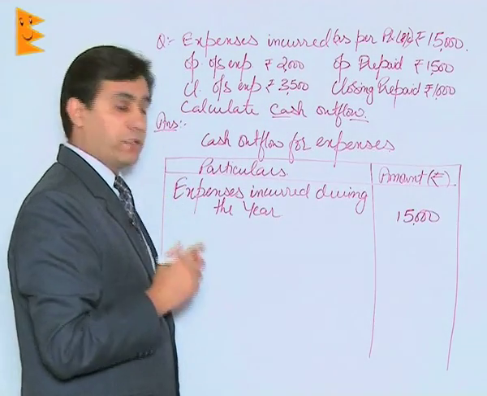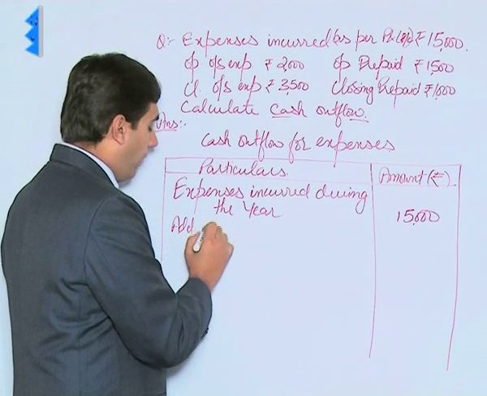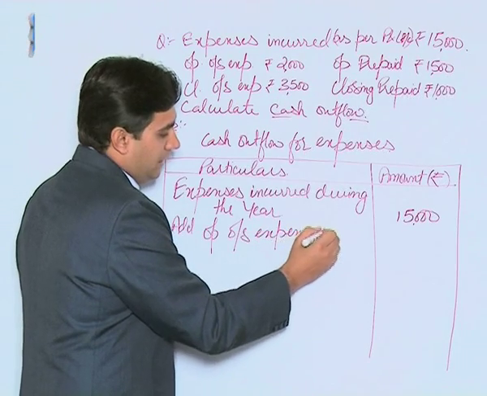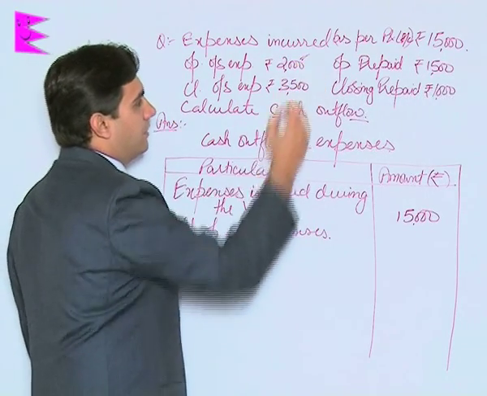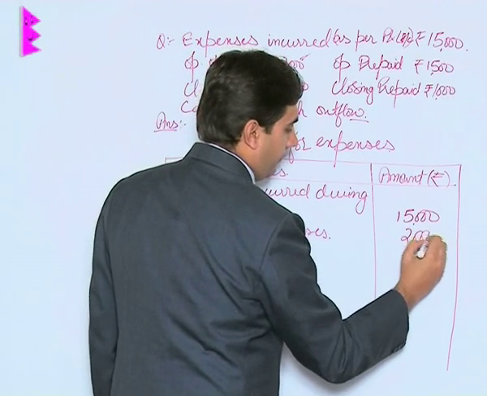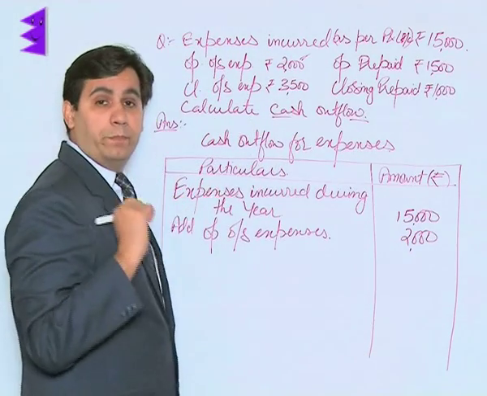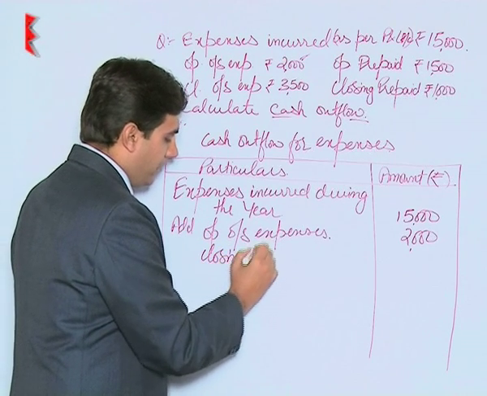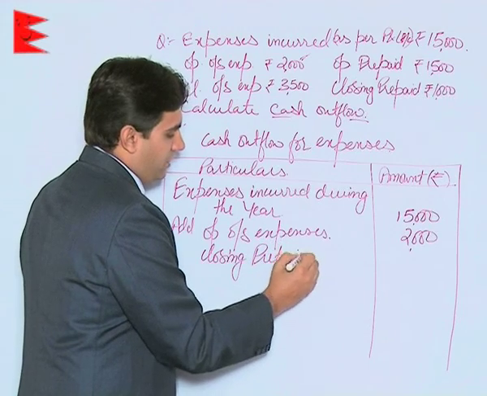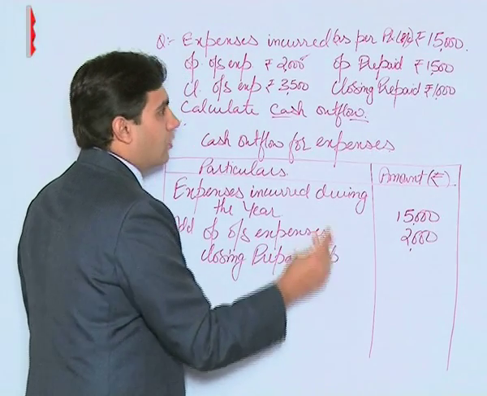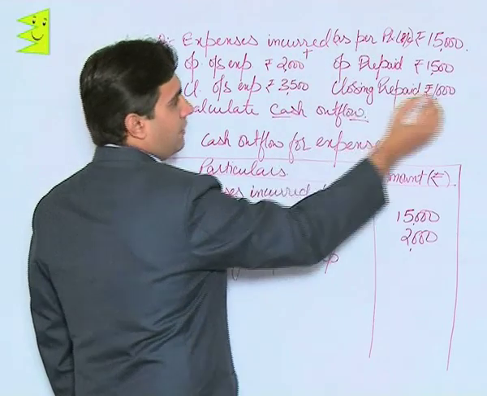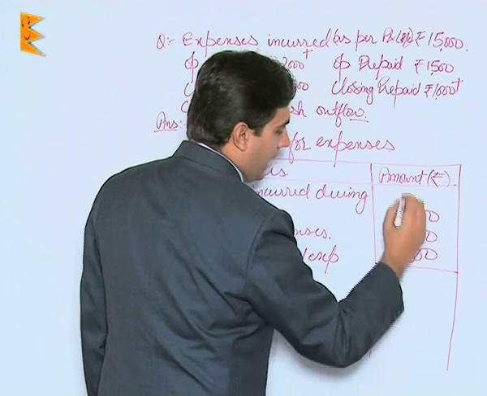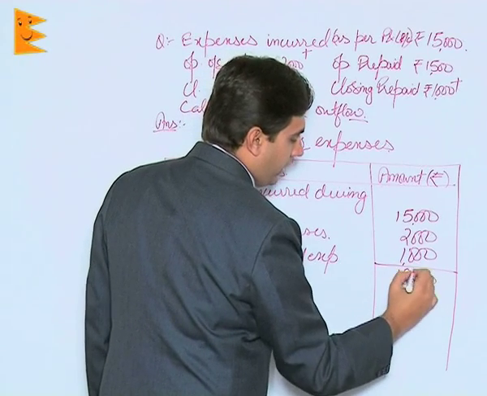Then to this figure we will add opening outstanding expenses, which in this case are given to be rupees 2,000, and closing prepaid expenses, which in this case are given to be 1,000. Once we add them, we'll get a total of 18,000.